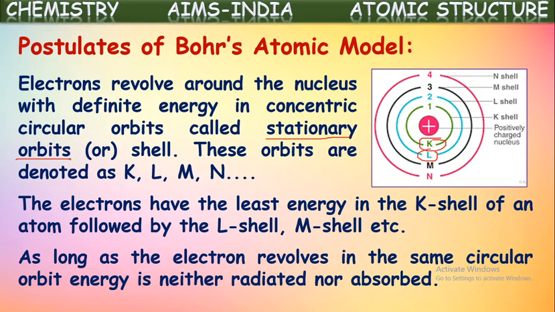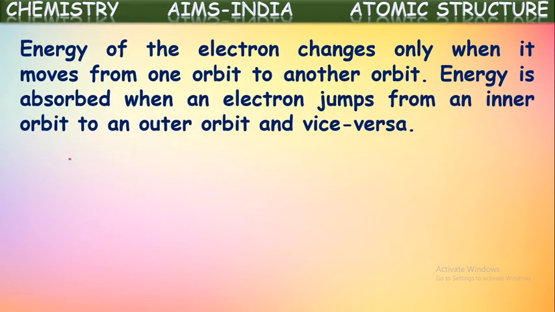That is why these orbits are called stationary orbits or stationary shells. But energy of the electron changes only when it moves from one orbit to another orbit. Until it moves from one orbit to another orbit, its energy will be fixed. It won't radiate energy or absorb energy. That's why these orbits are called stationary orbits. But when an electron jumps from one orbit to another orbit, it changes its energy.